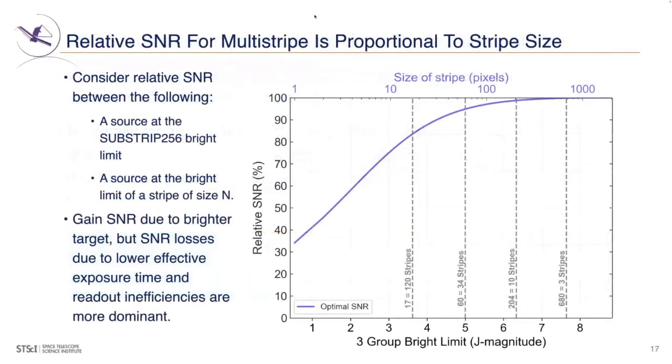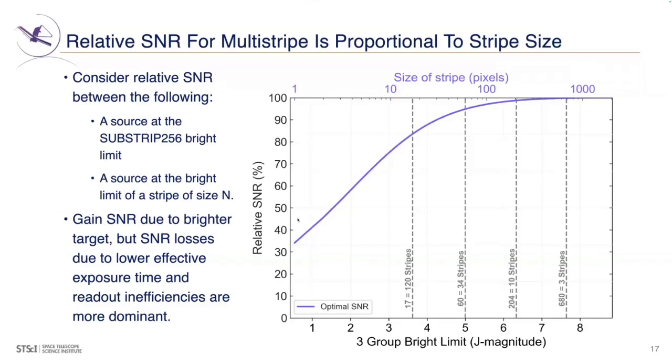So we're going to be building off this plot for a while, so I want to take time to describe it. I want you to consider in your mind the relative signal to noise between a source at the SUBSTRIP256 bright limit, so that's the right-hand side of this plot, 8.4 J magnitude, and a source at the bright limit of a stripe of size n. So you can imagine these stripes. We only have 4 subarrays, but you can imagine them of any given size. And you'll see that you get this characteristic curve as a function of the size of stripe that gives you this relative signal to noise.